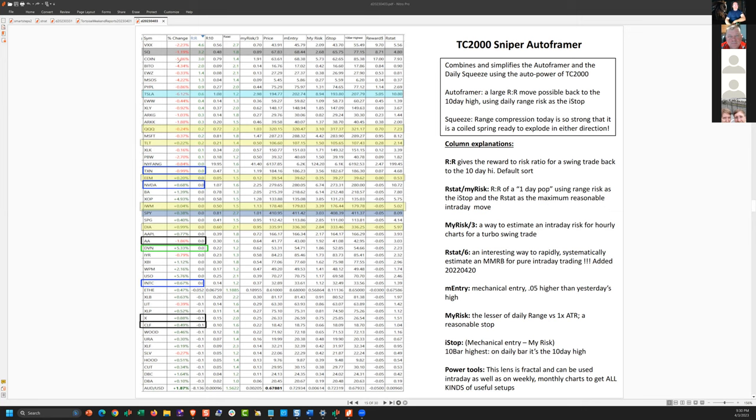Tesla still, these are the ones that are better than the S&P. Tesla down 6% today is only 0.6-1 reward to risk. But it's only $1 intraday for the R10.